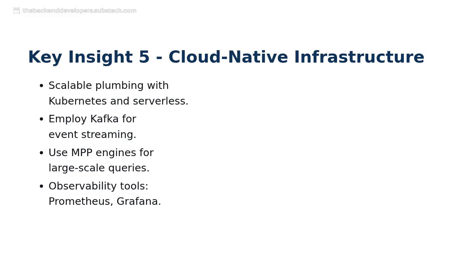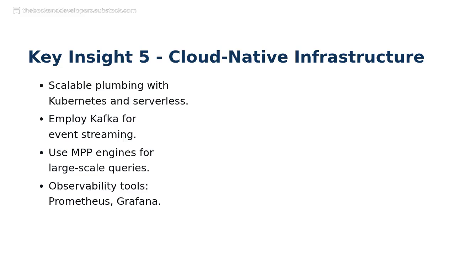The power of cloud-native infrastructure lies in its scalability and flexibility. Using Kubernetes and serverless architecture allows us to manage workloads effortlessly. Kafka ensures real-time data streaming for responsive applications, while MPP engines provide the necessary horsepower for large-scale queries. Finally, observability tools like Prometheus and Grafana empower us to monitor and visualize system performance, keeping our data mesh healthy and efficient.